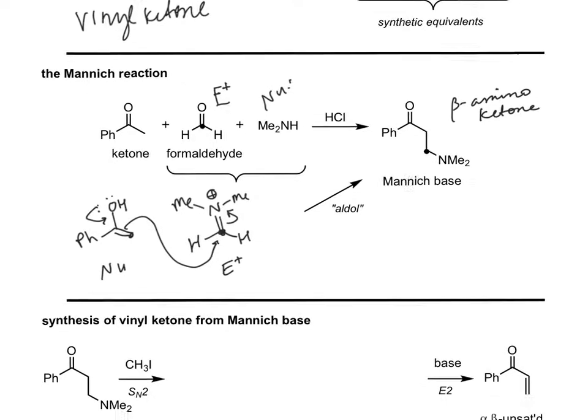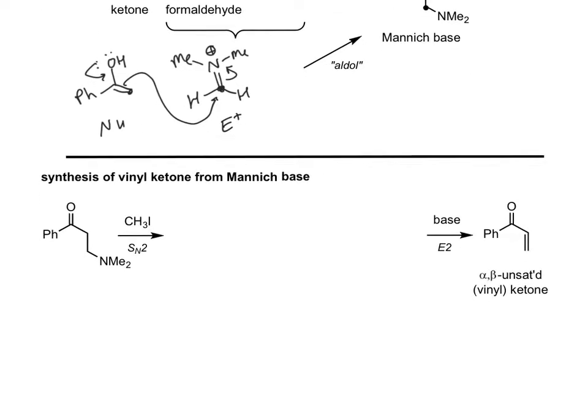And a Mannich base can be converted into a vinyl ketone in a 2-step process. The first thing that we're going to do is we're going to treat this Mannich base with methyl iodide. That's going to serve to alkylate the amine. Amines are very good nucleophiles. Methyl iodide is an excellent electrophile. So we could make the ammonium group here, which is an excellent leaving group.